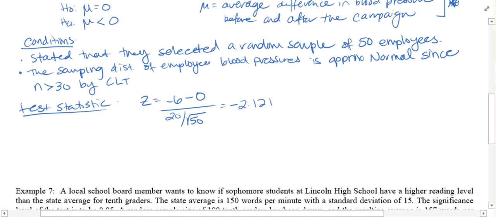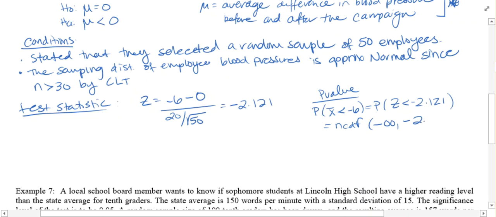Okay, the next thing we have to do is find how likely that is to occur. I'm running out of room, so I'm going to do my p-value over here. I want to find the probability. You can write either x bar is less than negative 6, or the probability z is less than negative 2.121. You don't have to write both, I'm just writing both right now. We're going to do normal CDF, negative infinity up to negative 2.121. Draw my curve on here. When you calculate this, it's going to be 0.017, depending on how many decimal places you use, but it should be close.